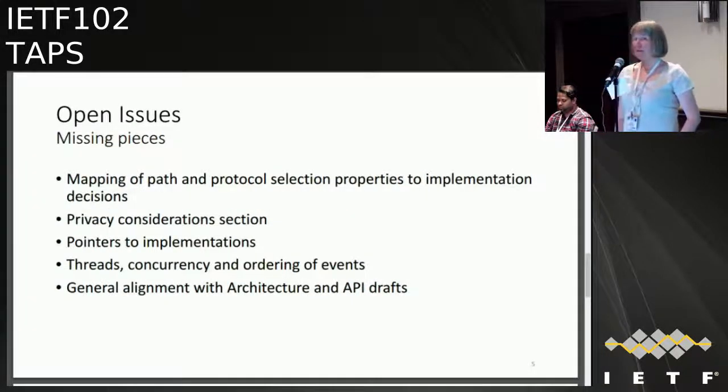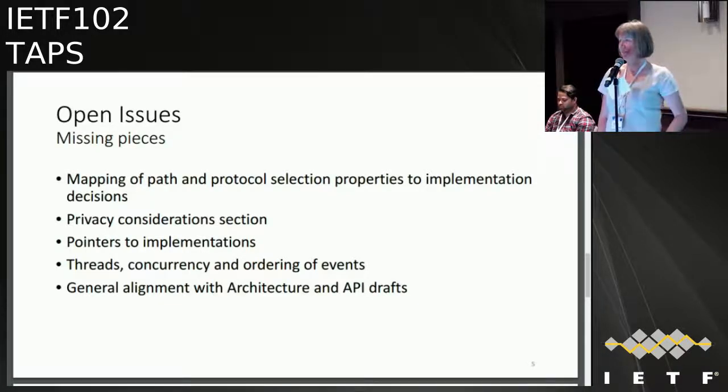We have a number of missing pieces in this draft. Once we have settled how the protocol and path selection properties are defined, we need to have the mapping for what they actually mean in the implementation. So this is, of course, waiting for this part coming from the other sides. We need a privacy consideration section for this draft as well.